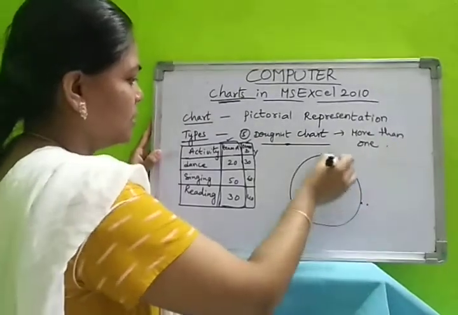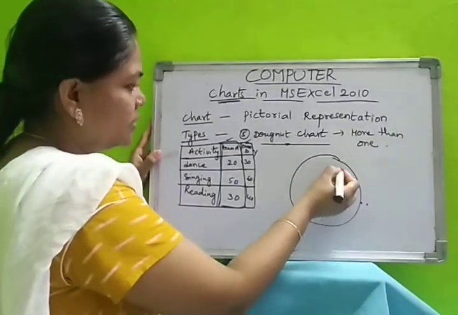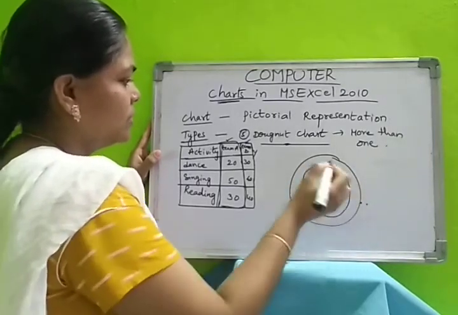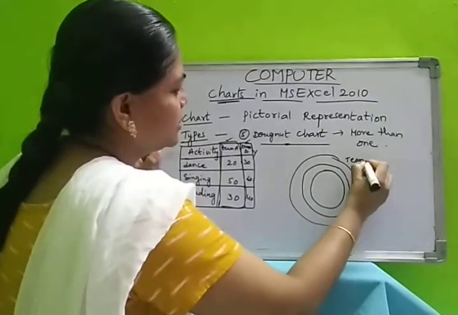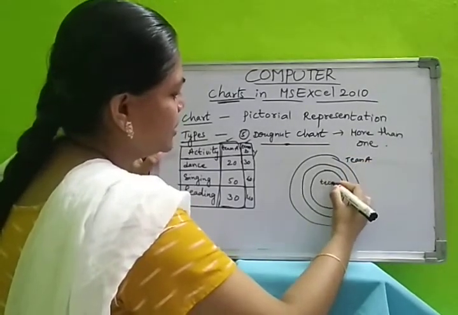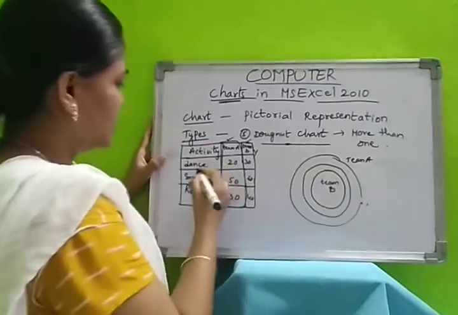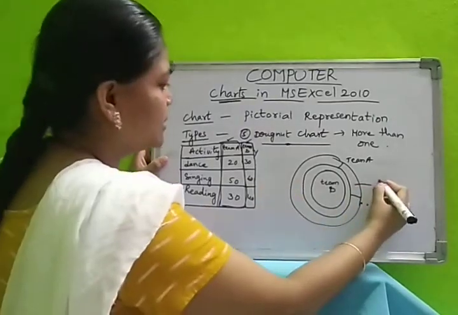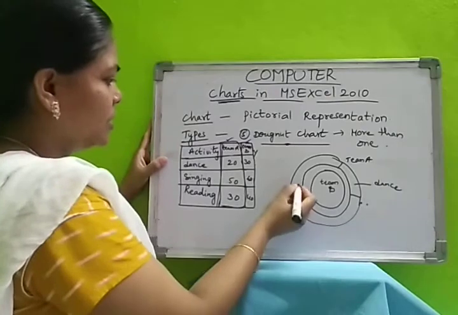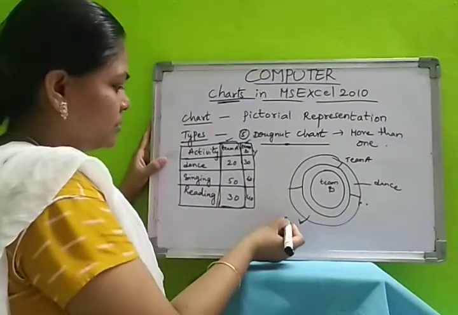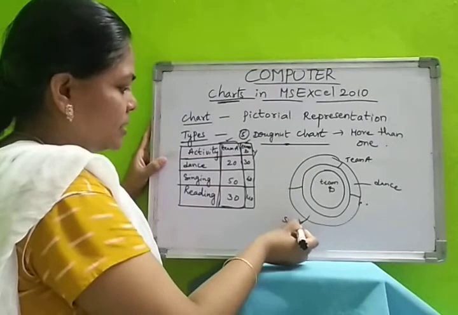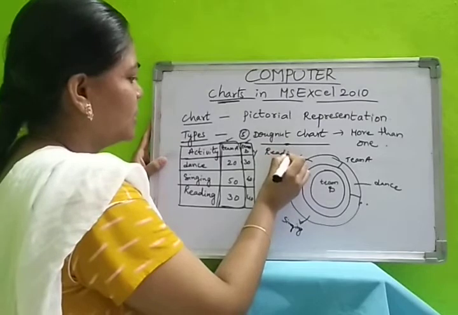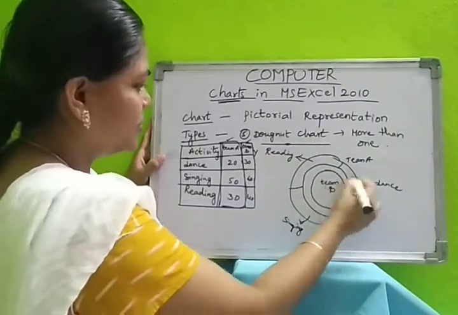See in this, inside it will take another circle. The outer one is team A, we will write, and the inside one is team B. For team A, from here to here is 20, this is dance. From here to here is singing. These are displayed in different colors. The remaining is reading.